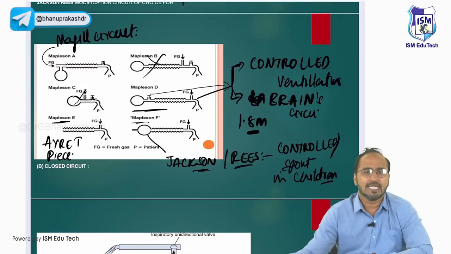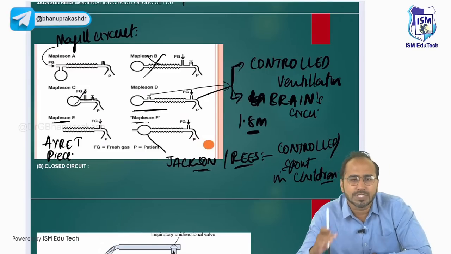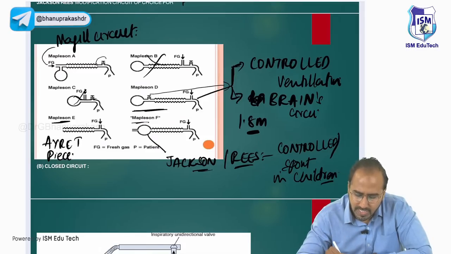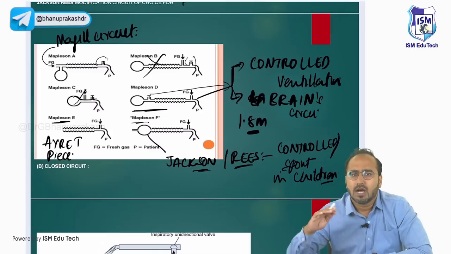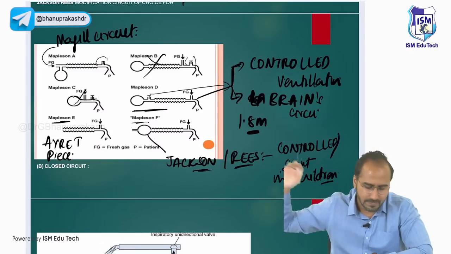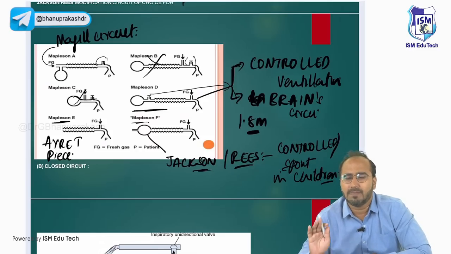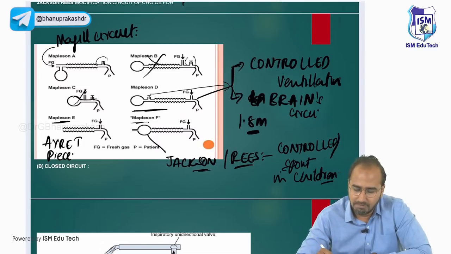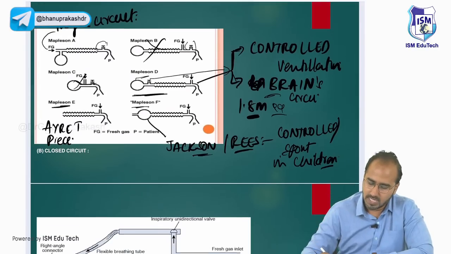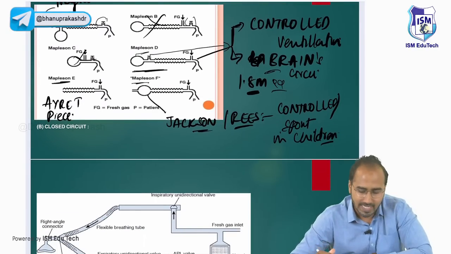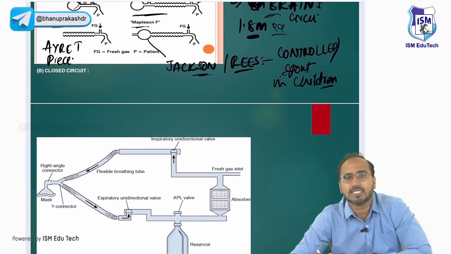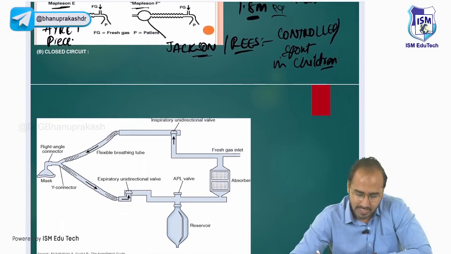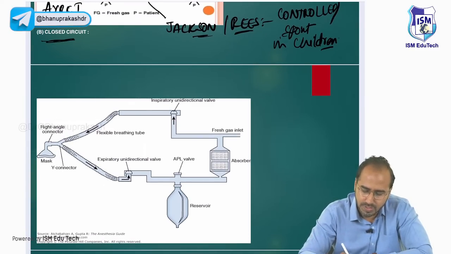Once again, guys, we are discussing the semi-closed circuit. Why is it called semi-closed? Because all semi-closed circuits will have an expiratory valve, through which carbon dioxide is let out. So Mapleson A to F. Mapleson A is the circuit of choice for spontaneous ventilation. It is also called McGill circuit. Then B and C we are not using. Mapleson D is the circuit of choice for controlled ventilation. It is also called Bain circuit. Length is 1.8 meters. Last one, F, the circuit of choice for pediatric cases, Jackson and Rees. Coming to the next breathing circuit, which is called closed circuit.